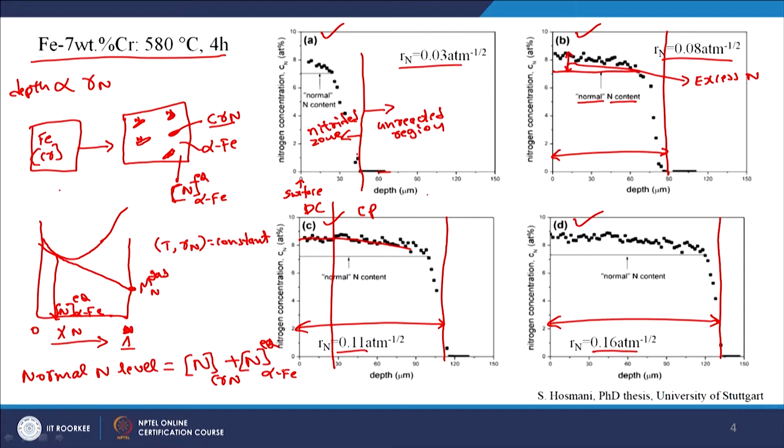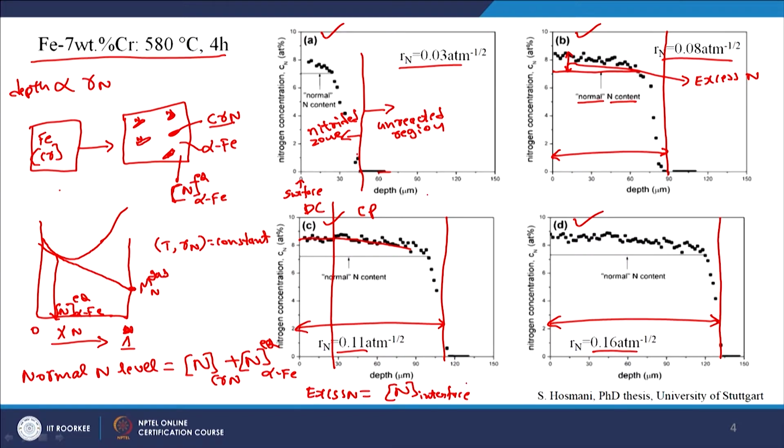So, that can be written as, for example, here I am writing, excess nitrogen can be due to N interface, that means it is absorbed at the ferrite matrix and nitride particle interface. That is, all these locations.